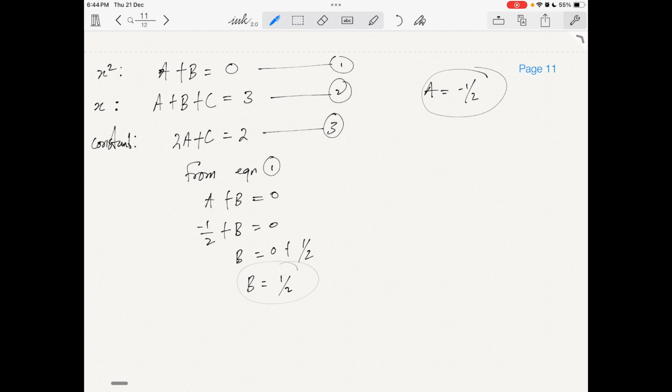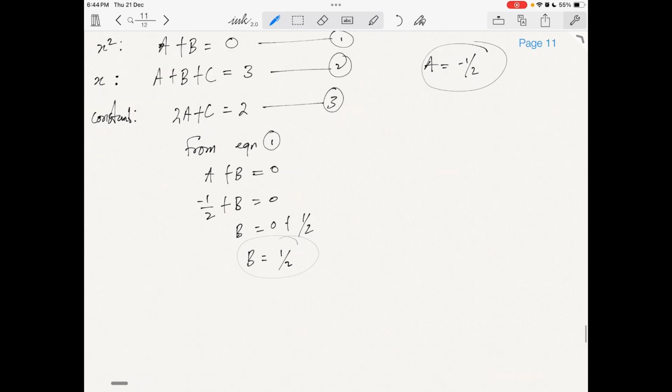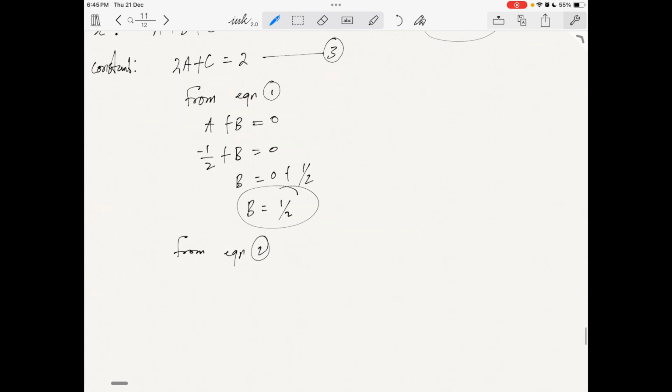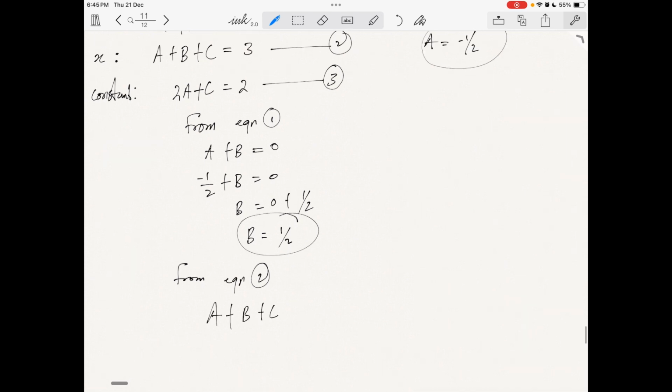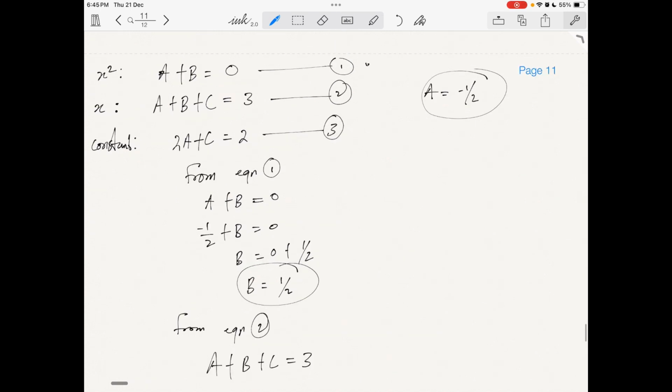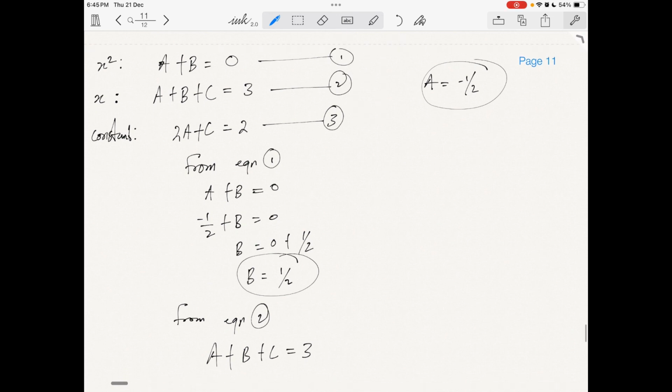Okay, so now I can either use equation 2 or equation 3. Either one works well, but at the same time let me use equation 2. Let's follow an order. Let's use equation 2. So from equation 2, I remember my a plus b plus c is equal to 3. This is equation 1, equation 2, and equation 3. Essential. So from equation 2, a plus b plus c is equal to 3.